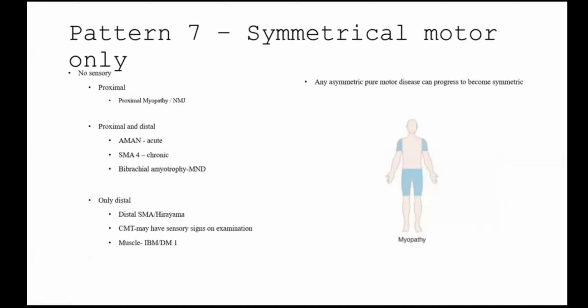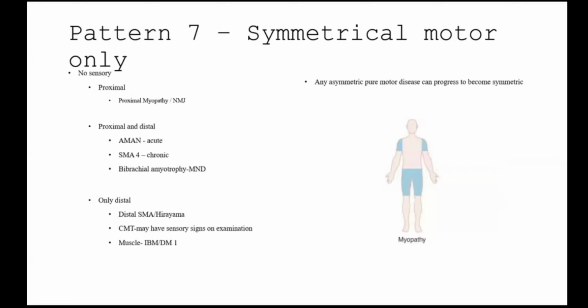Now we are moving on to symmetric motor. Now mind you, symmetric motor, majority of the cases are proximal. So proximal symmetric motor, we are thinking mostly of myopathies. Symmetric motor proximal. No sensory involvement. And also we have to think of neuromuscular junction disorders where we have to elicit fatigability in these patients.